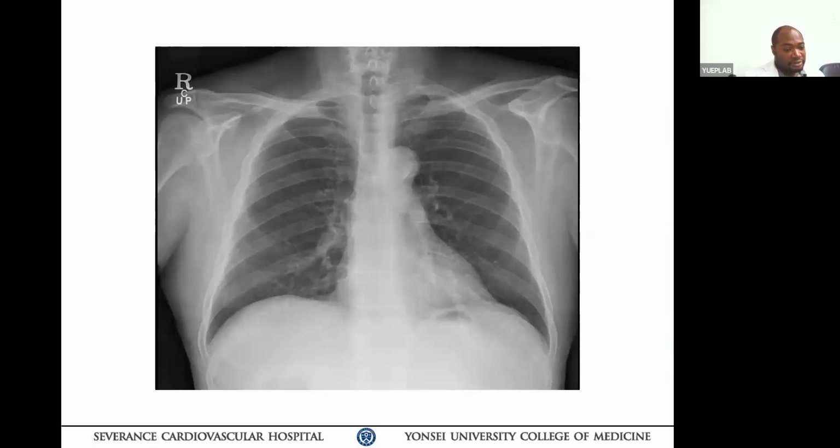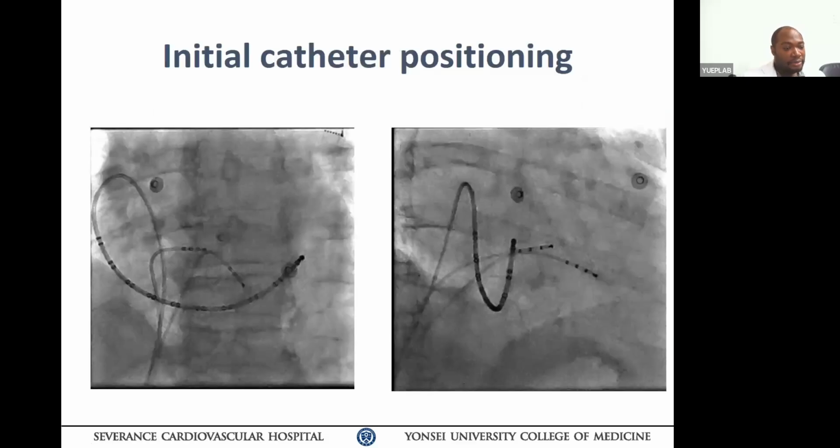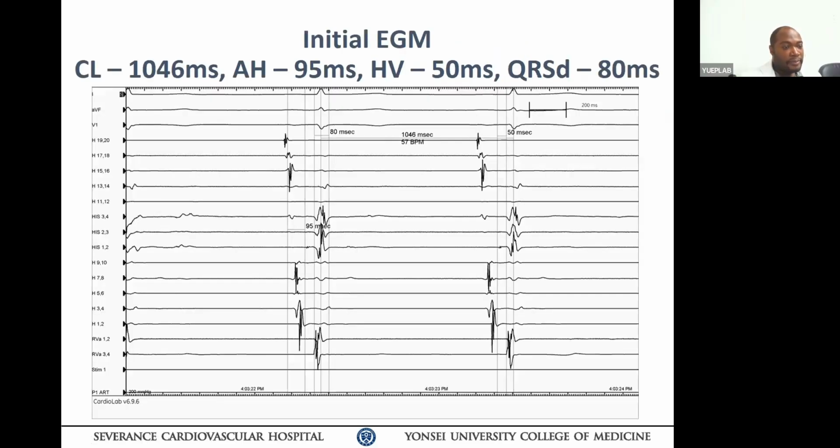This is his chest X-ray, which is essentially unremarkable. So he came for an EP study, and this is the initial catheter placement for the study in LAO and RAO. His initial EGM parameters are as follows: cycle length 1046, AH interval of 95, HV interval of 50 milliseconds, and QRS duration of 80 milliseconds. We can see that the activation pattern is normal.